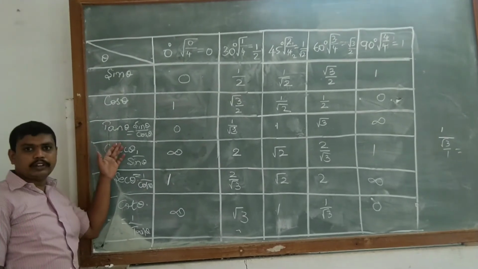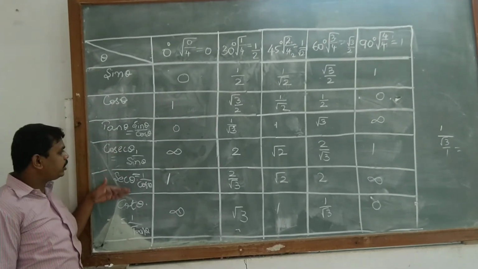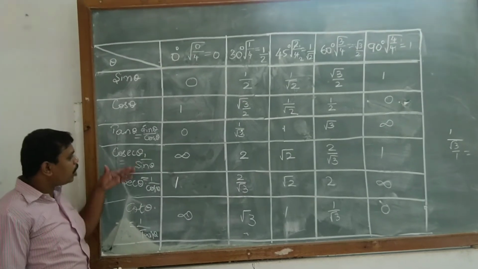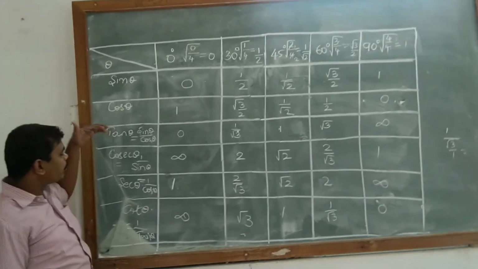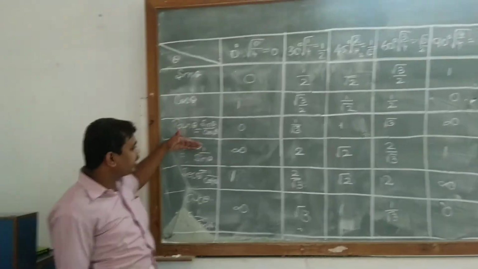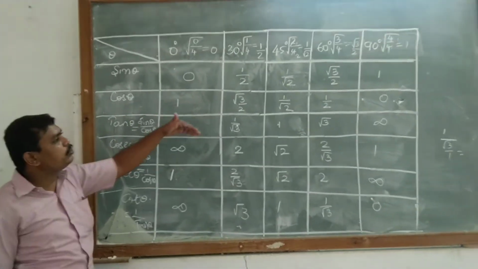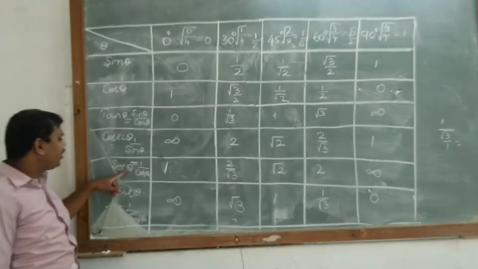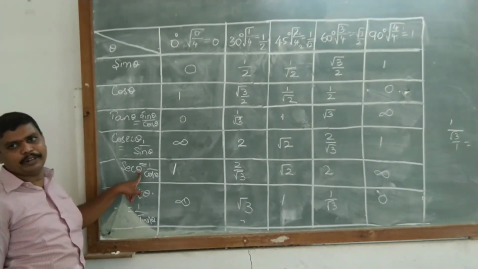And also there is one more logic between this cosecant theta and secant theta. Whatever the values are present from left to right in the cosecant theta, the same values vice versa will be present from right to left in the secant theta. Observe the table.